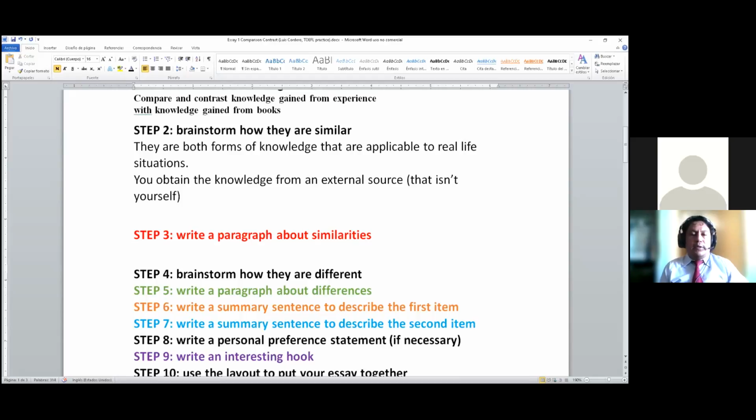Yeah, the way they are similar is pretty good. It's good. Okay.